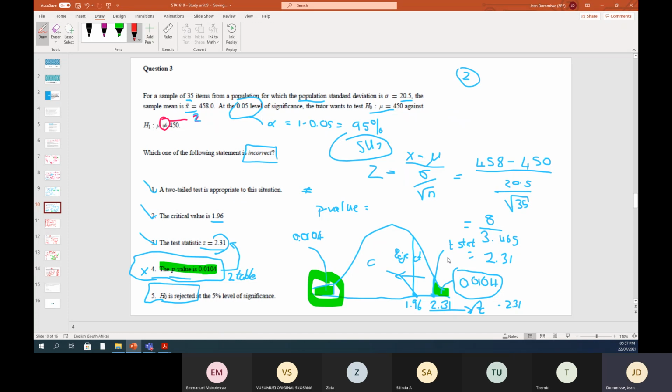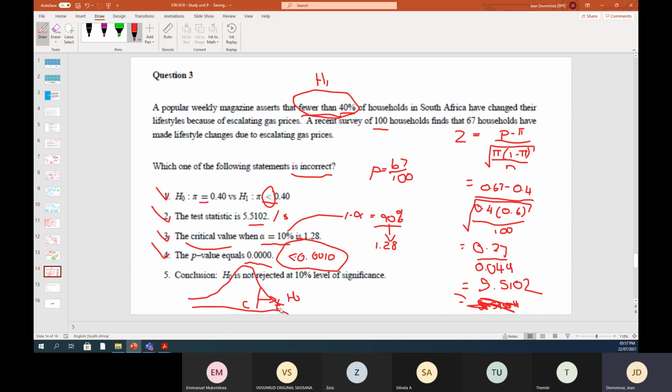So again, if a T-stat is bigger than the Z, we reject the null hypothesis. T-stat bigger than the critical value, we reject the null hypothesis. So what they tell us here is H0 is not rejected, so that is the mistake. It should be rejected. So option 5 is the wrong one.